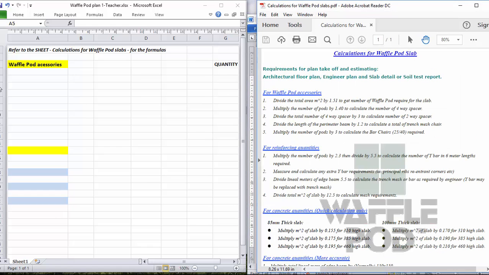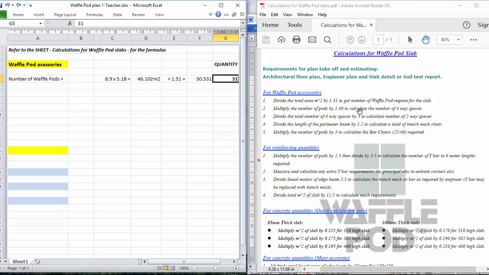Our first calculation will be the number of waffle pods, and it says divide the total area by 1.51. So our total area is 8.9 by 5.18, which gives us 46.102. Then we divide it by the 1.51 to get the number of waffle pods, and that gives us a number of 30.531. We just take that up to 31.